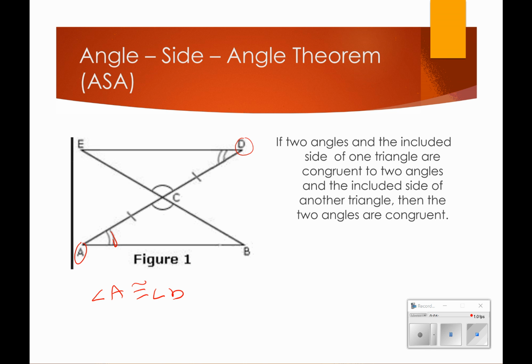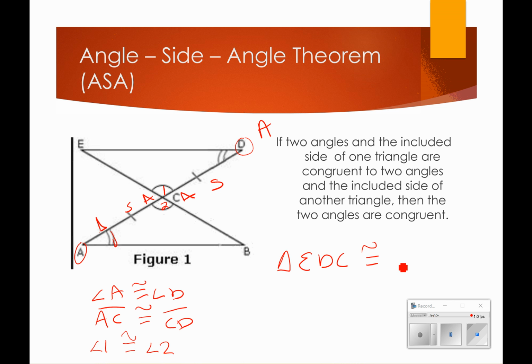We're given that we have side AC congruent to side CD. And then we have our vertical angles. For ease, I'm just going to name them angle 1 and angle 2. And those are vertical, and we know that all vertical angles are congruent. So we have got an angle, a side, and an angle. So those are congruent, and it would be triangle EDC congruent to triangle BAC. So we want to keep them, order is important.